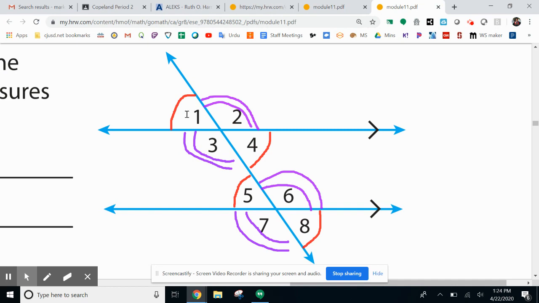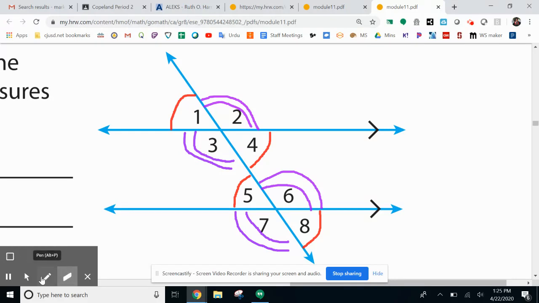The red group has angles 1, 4, 5, and 8. The purple group has angles 2, 3, 6, and 7. All the purple angles are equal, and all the red angles are equal. No matter what angle measurement number 1 is, it could be 5 degrees, it could be 100 degrees, it could be 200 degrees, it could be 6 degrees, 7 degrees, 59.3 degrees, all the other red angles will match.